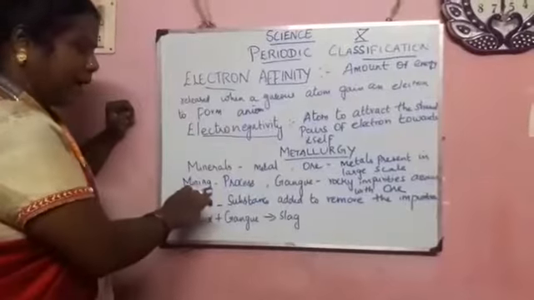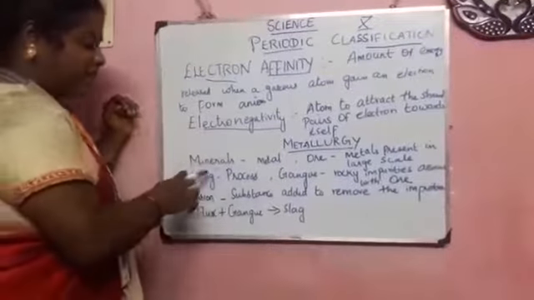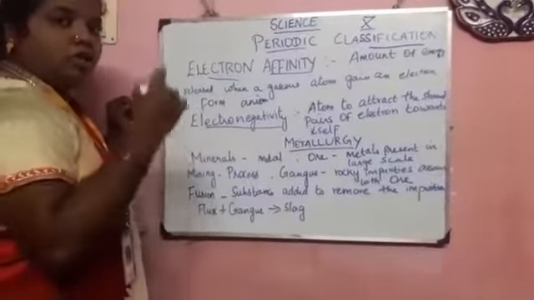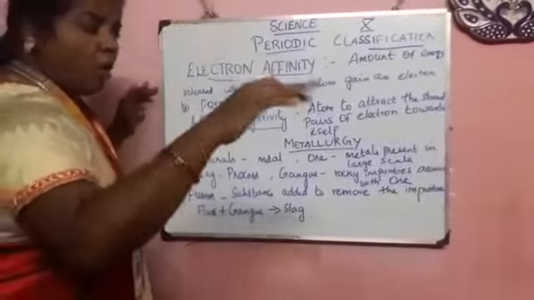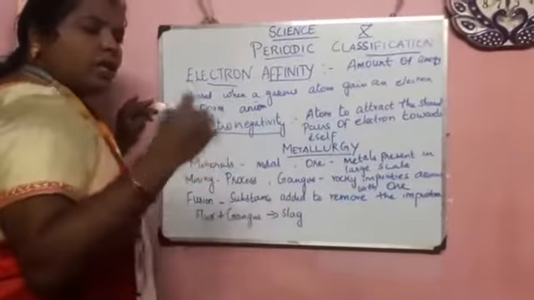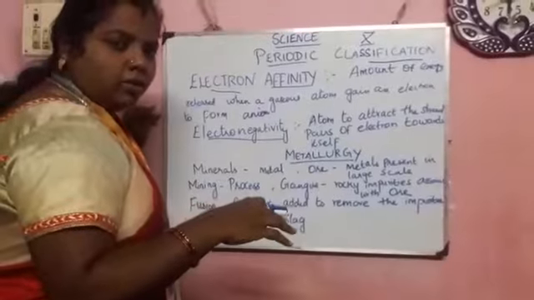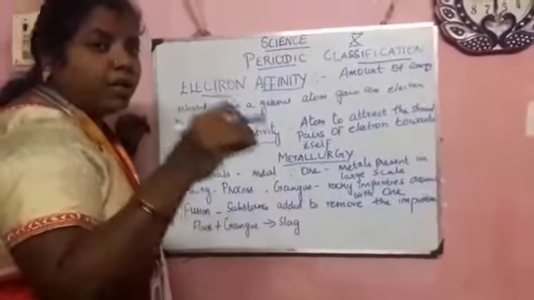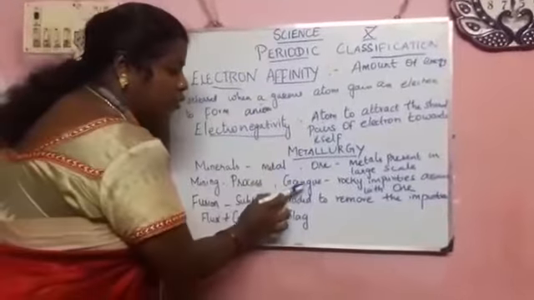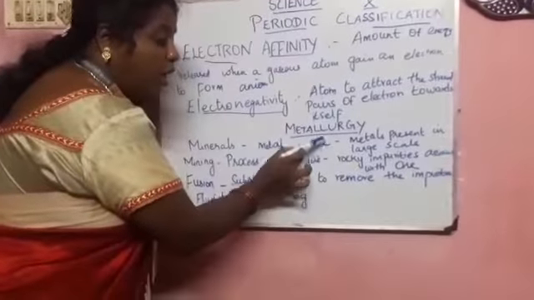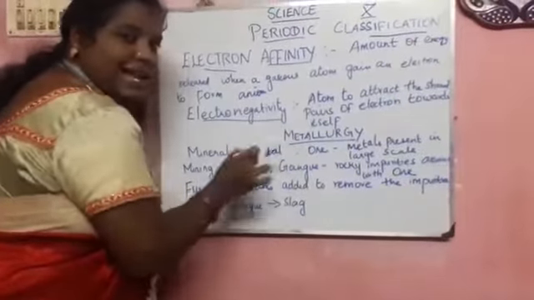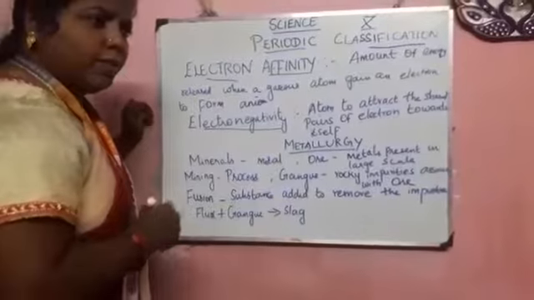Okay, and next one, mining. The process of getting a metal from the ore is called mining. And next one, gangue. Since the ore is obtained from the earth, some impurities will be there. The impurities associated with the ore are called gangue.